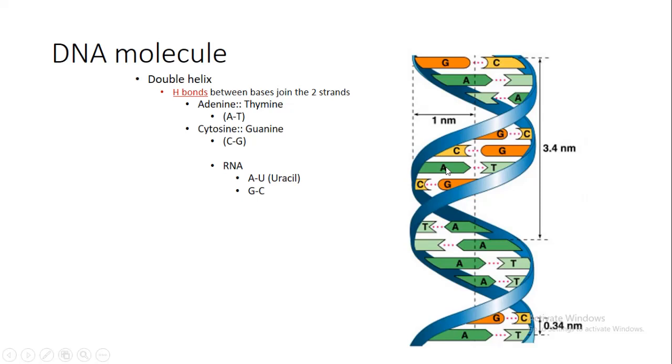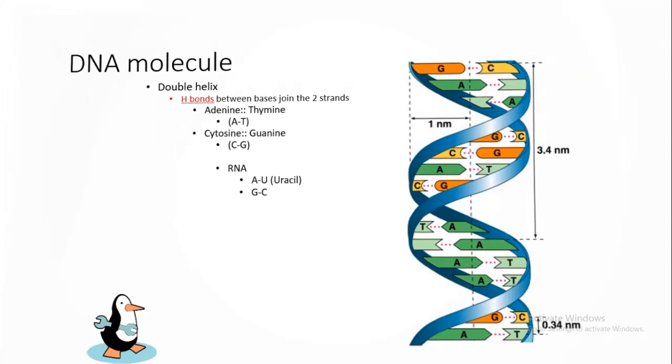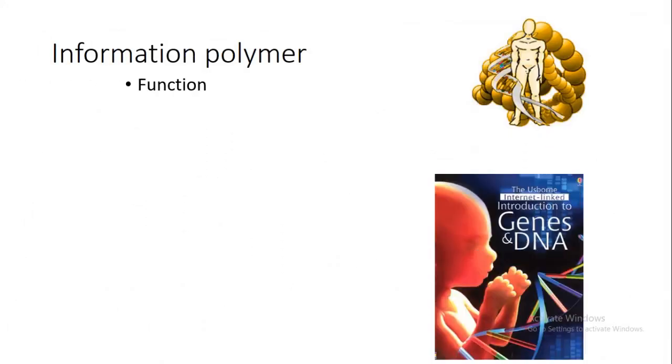Remember, there are 2 hydrogen bonds between A and T, and there are 3 hydrogen bonds between cytosine and guanine. So make sure that you take note of that.